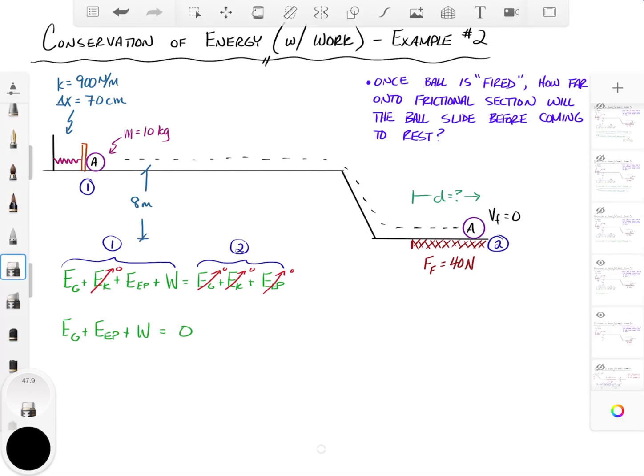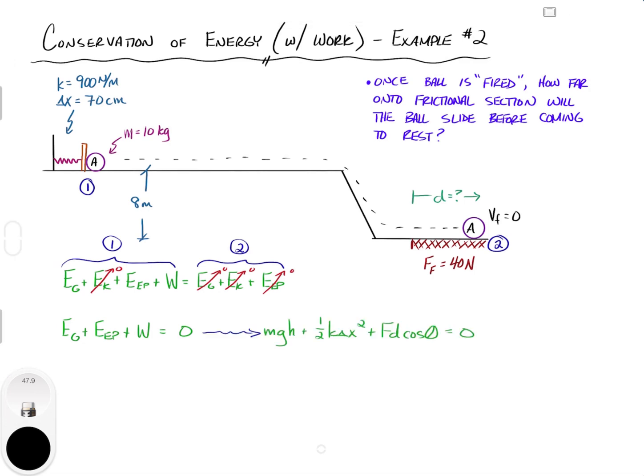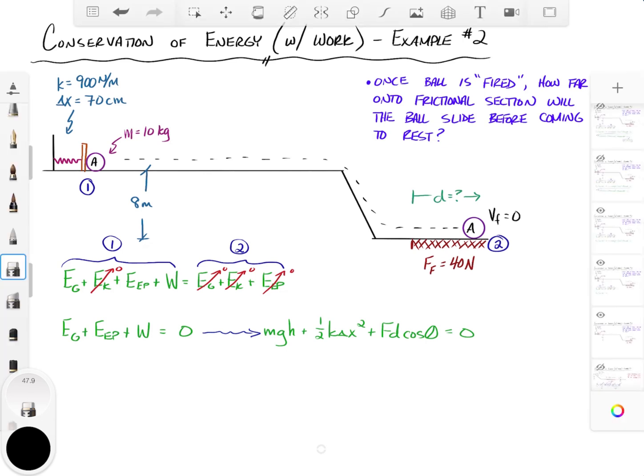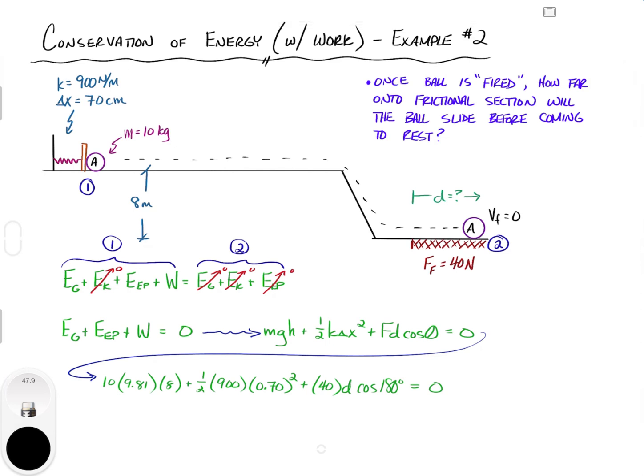Now we can go ahead and substitute in our actual equations. So mgh plus 1/2 k delta x squared plus fd cosine theta must equal 0. All I've done is substitute in the actual equations for gravitational potential, elastic potential, and the work formula. I can then plug in all my known values. So the mass is 10. Again, assuming this is Earth, the acceleration is 9.81. And the height was 8 meters.